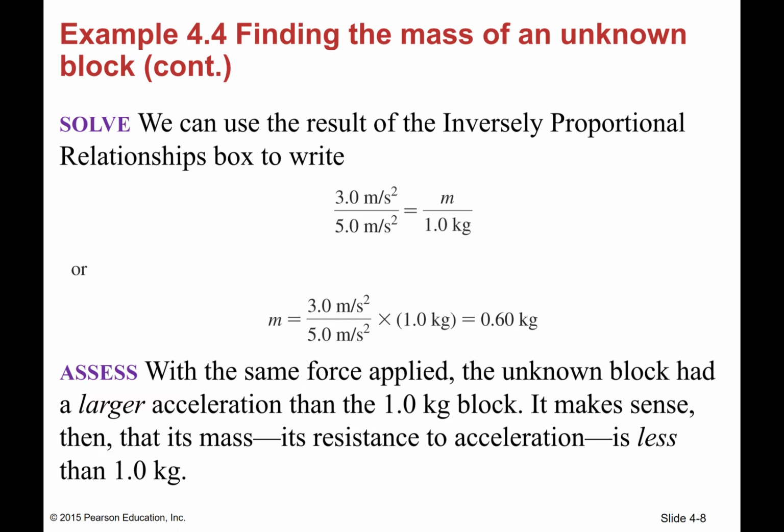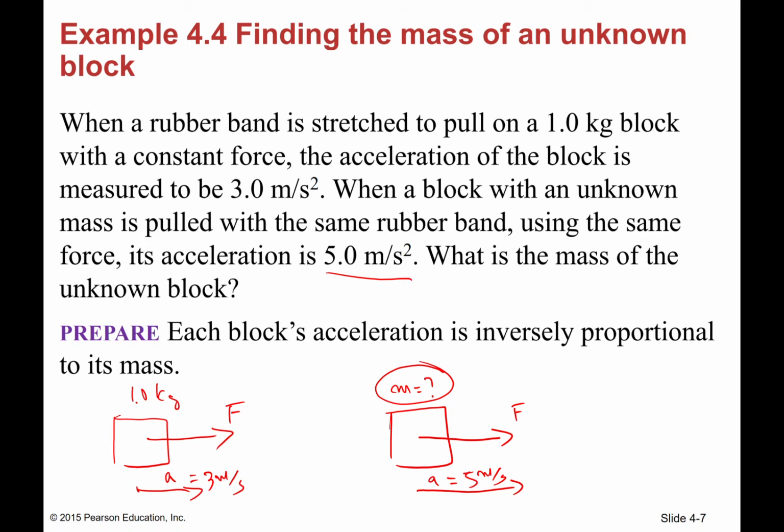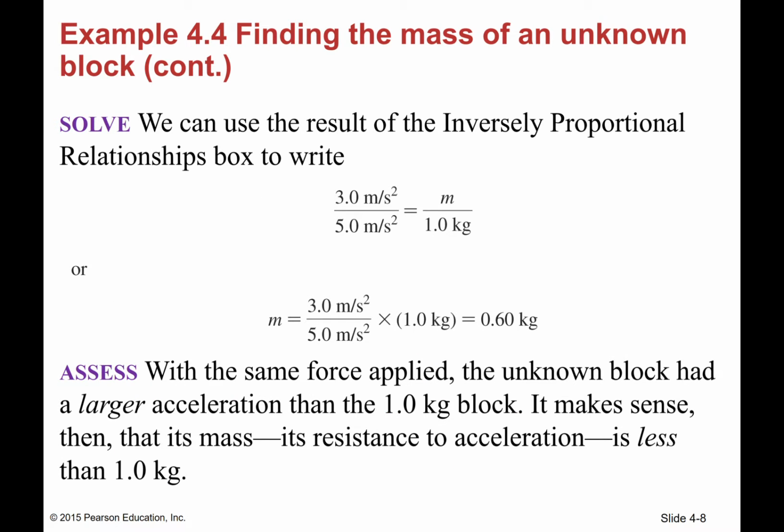To do that, I remember that the acceleration is proportional to the force, and inversely proportional to the mass. I can write this as 3 meters per second squared over 5 meters per second squared is equal to the mass of the unknown object divided by the mass of the known object. And then from there I can figure out the mass of the unknown object, which is 0.6 kilograms.